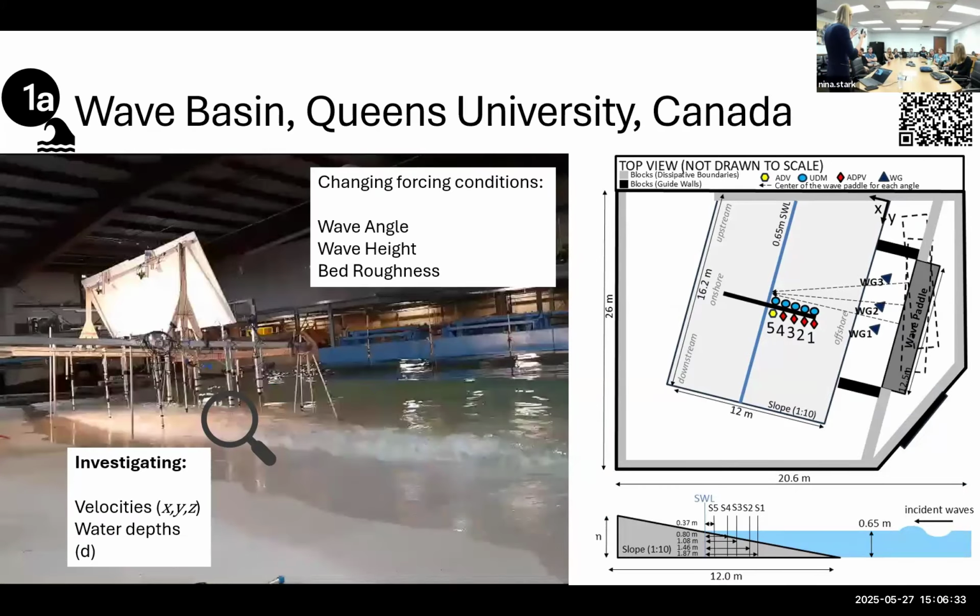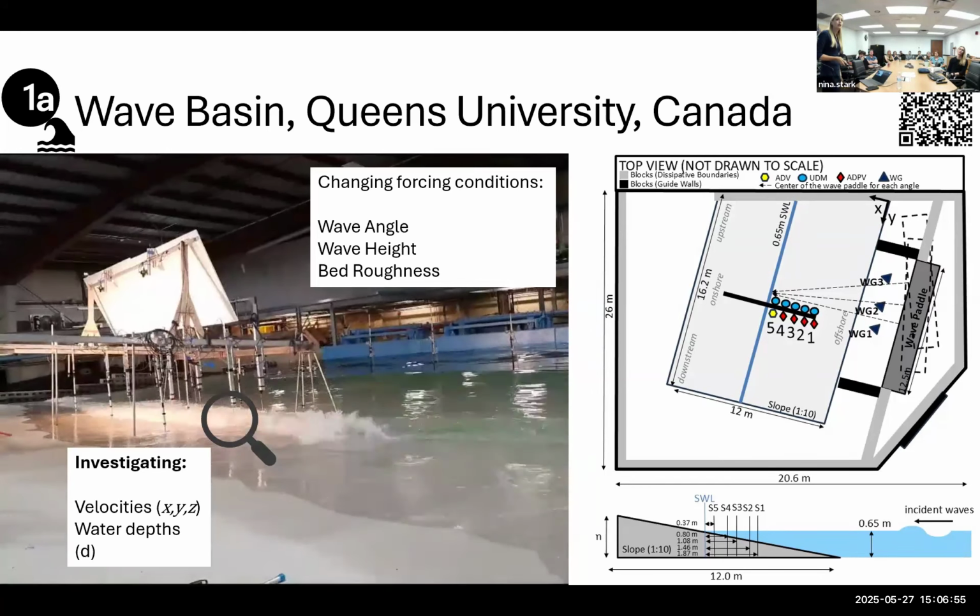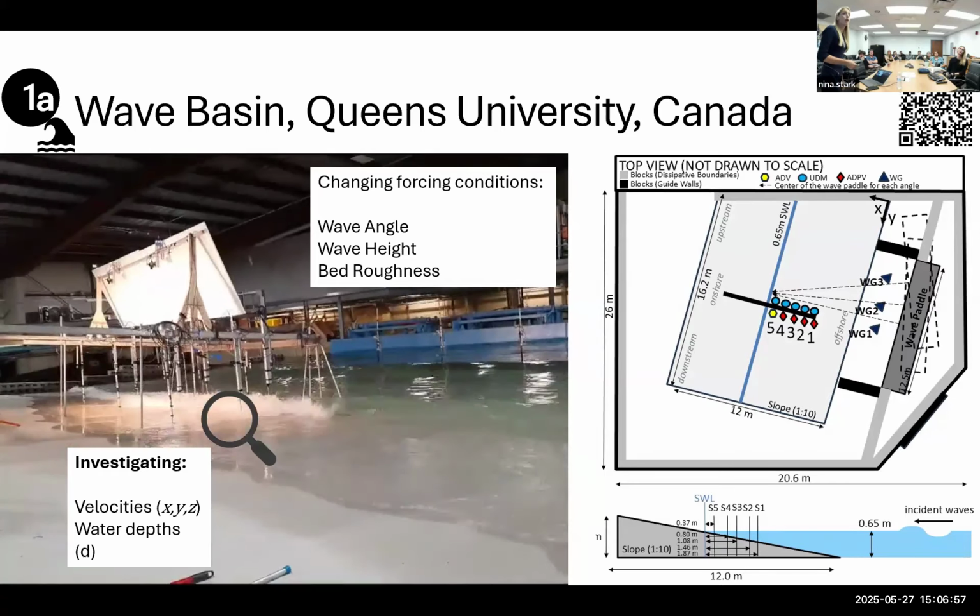Because we have a lot of different conditions at the beach, and in nature everything is really complex, we try to sort out the different conditions. So we thought it's best to build our own beach in a lab, and Queen's University said, okay, you can have our wave basin to build your own beach. And so we were able to build this rough slope. As you can see here, you can see one of our trials.